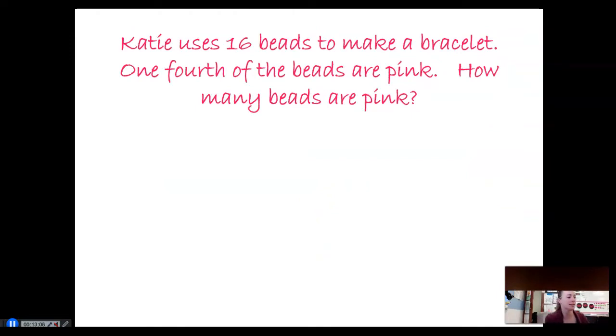All right, kiddos, here we go. Katie uses 16 beads to make a bracelet. 1/4 of the beads are pink. How many beads are pink? All right, so how are we going to attack this problem, do you think?